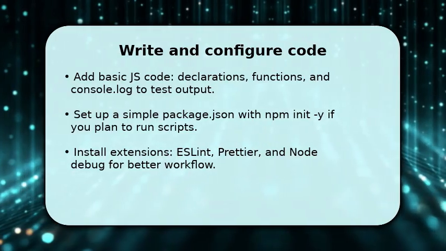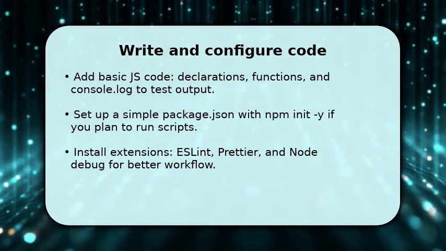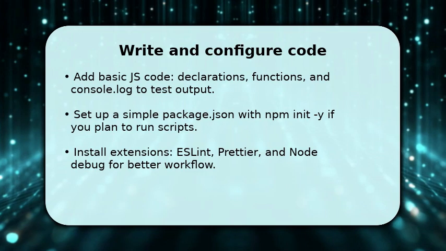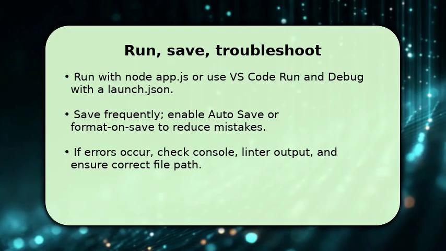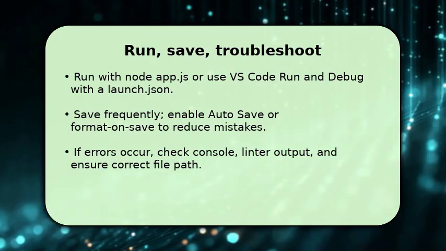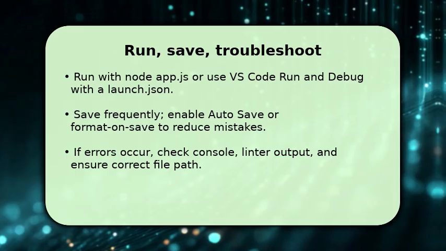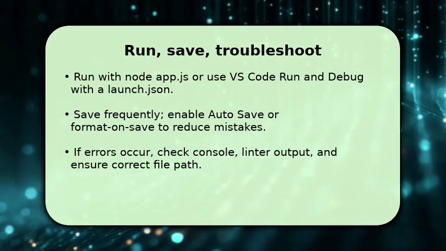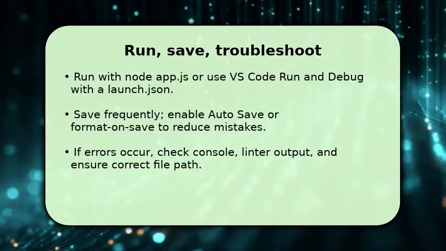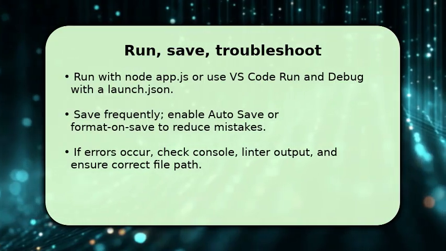Finally, add breakpoints and use the built-in debugger or the Node debug extension to step through code. You can run your file with node app.js from the integrated terminal or press Run and Debug after creating a launch.json to launch with breakpoints. This shows why things behave a certain way. Save often and enable format on save so formatting and lint fixes run automatically.